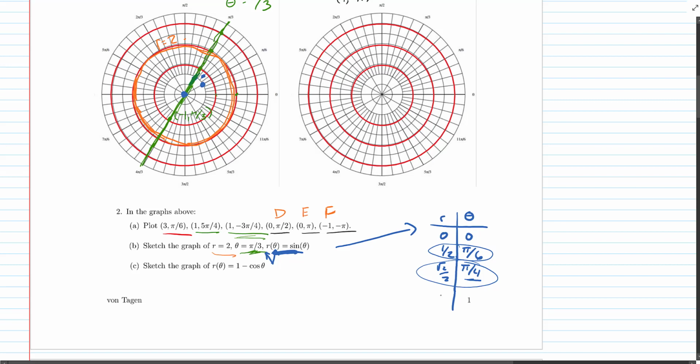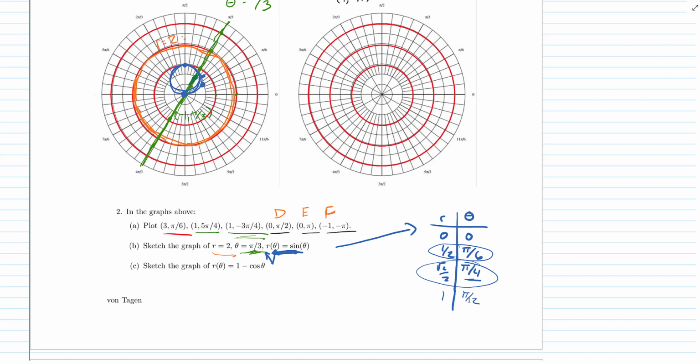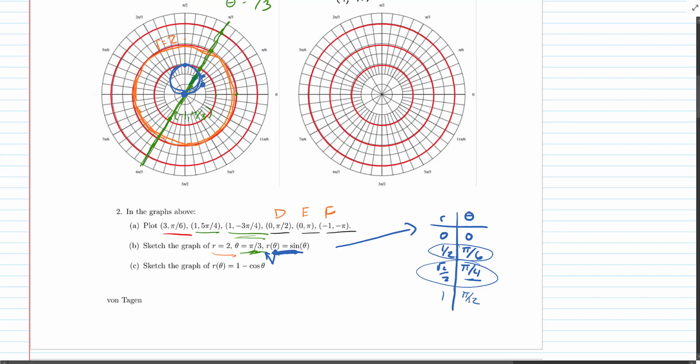When theta is equal to pi over 2, the radius is 1, and that puts us right here. And I don't think it's very clear at all at this point, but if you continued plotting more points, we would see that this would sketch out the circle with a radius of a half, a diameter of 1, and it's oriented this way. So that's the graph of r of theta equals sine of theta.